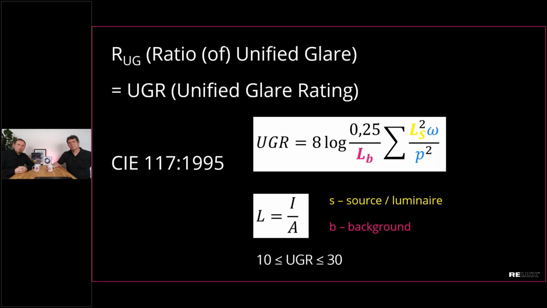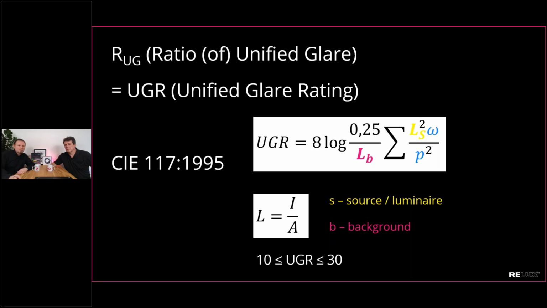And the last point of the slide, the UGR value is just defined between 10 and 30. Mathematically, you can have different values, higher values, lower values, but the definition out of CIE 117 is just between 10 and 30. So this is the limitation.